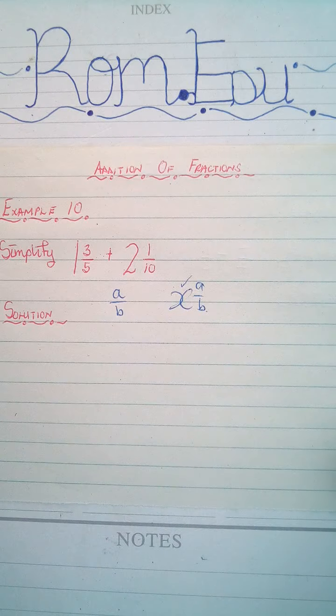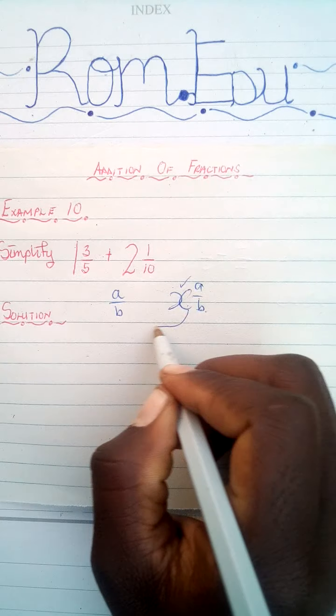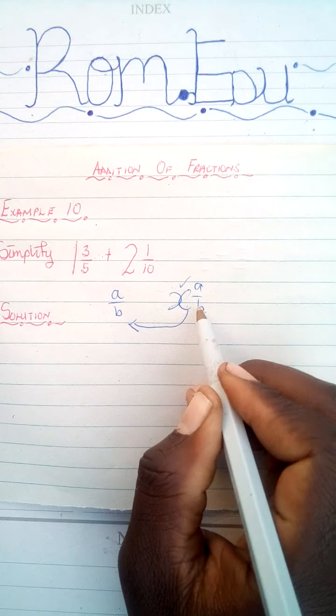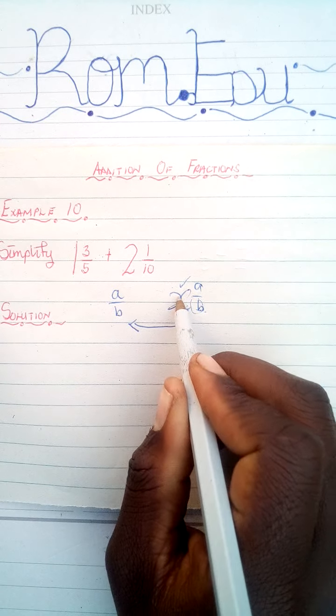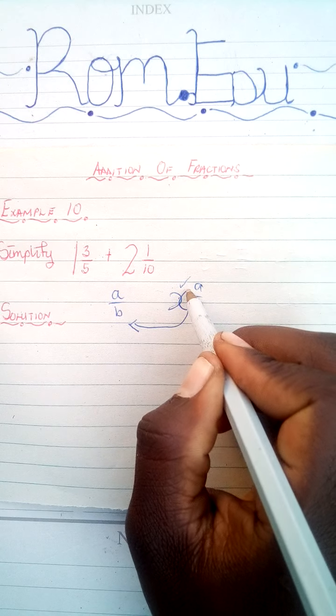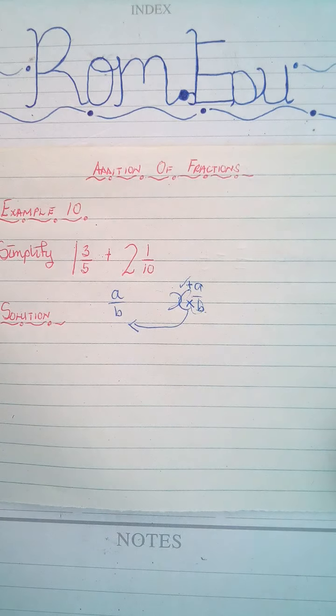So how do we change this number into this form? Here you multiply the denominator with the whole number. Whatever you get, you add it to the numerator. So let's put it into practice.